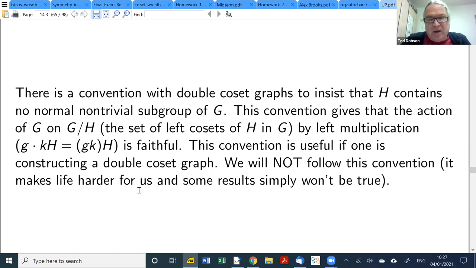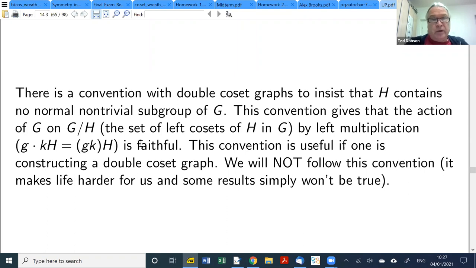you might want the left multiplication action of G on the left cosets of H. Remember, that's the vertex set of the double coset graph. You might want that to be faithful, i.e., there's no element of G which fixes each of the left cosets. This convention is actually quite useful if you're actually constructing a double coset graph, and we will not be doing that. And so I will not follow this convention.